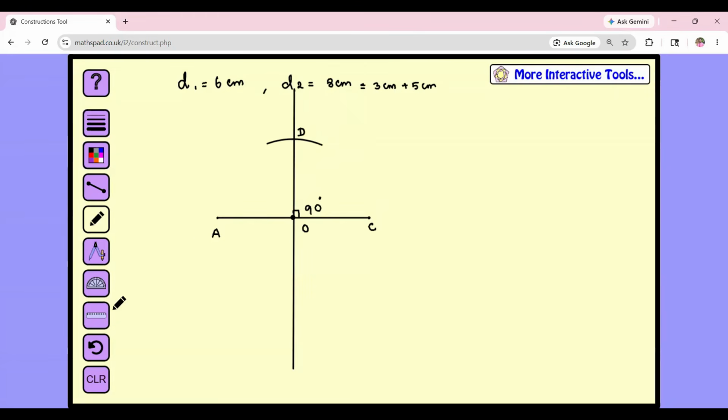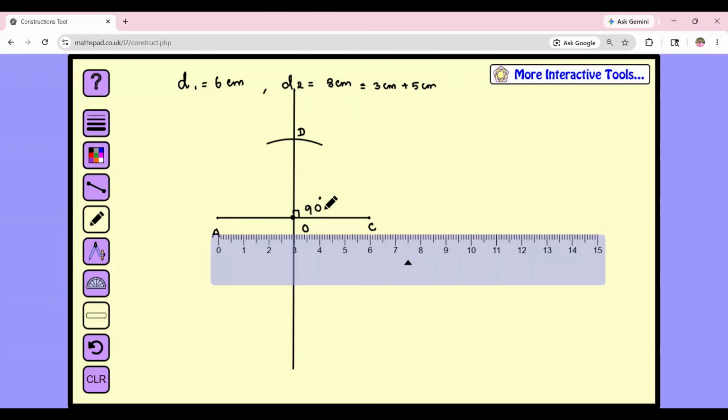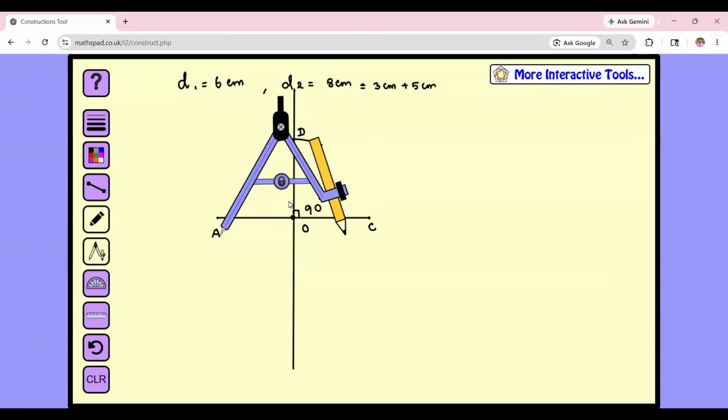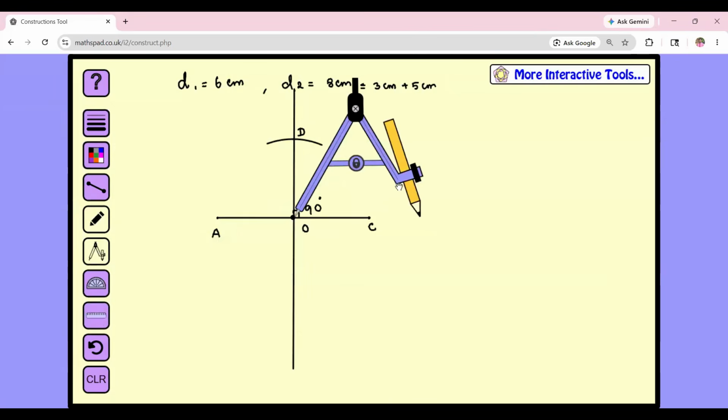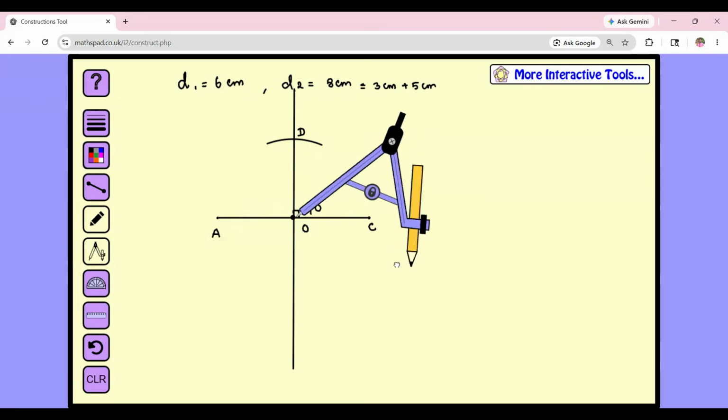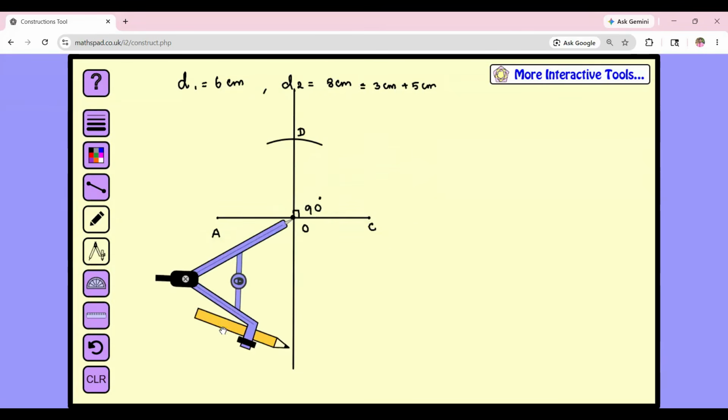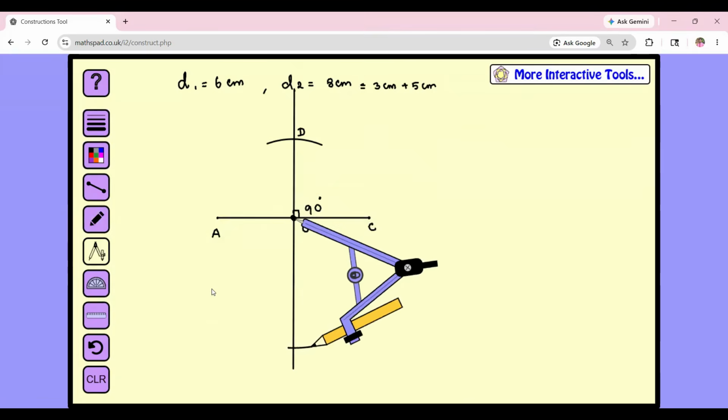Now down, we have to draw 5 centimeter. Again, just mark for 5 centimeter. Open up the compass to 5 centimeter and lock it. From the center, I have to draw 5 centimeter down. So draw a line for 5 centimeter. Okay, this is B.